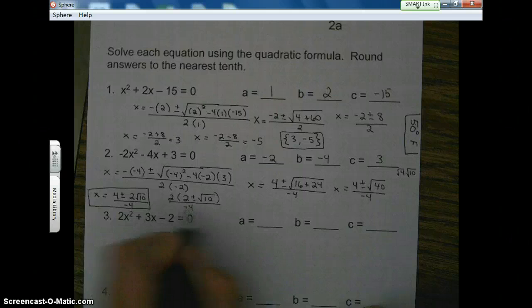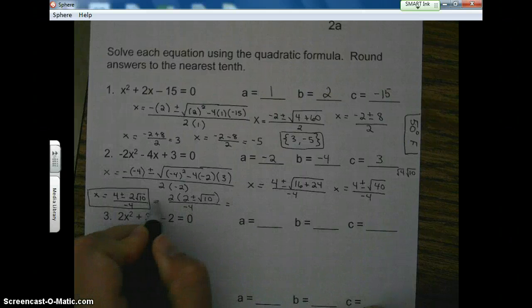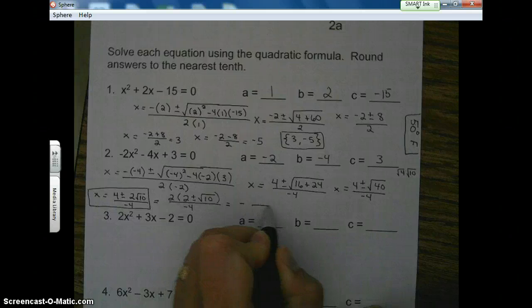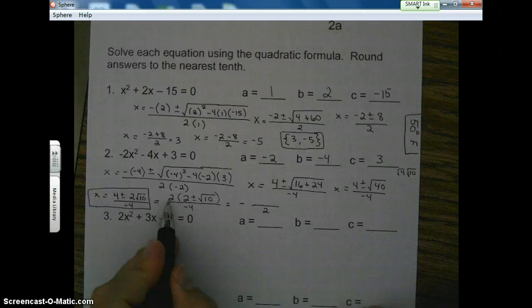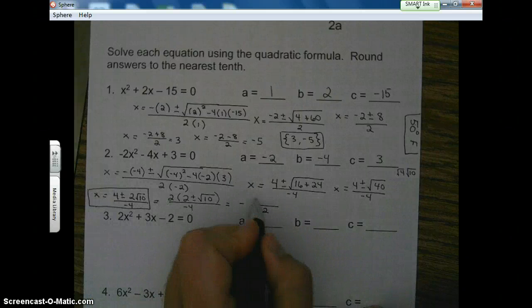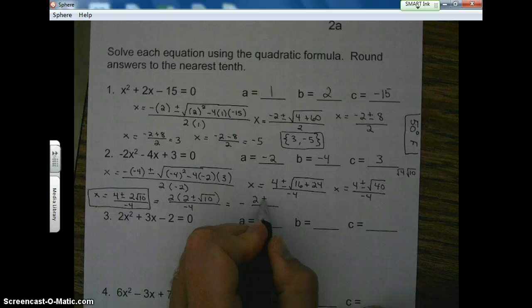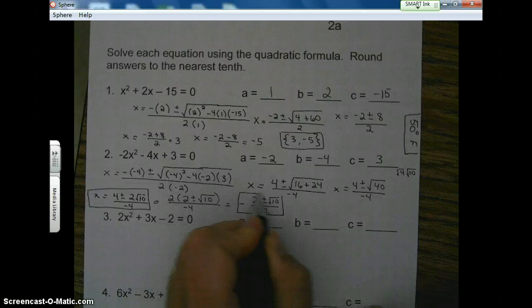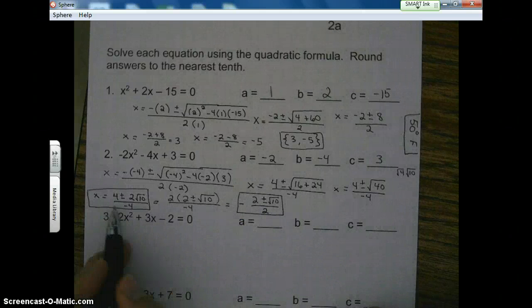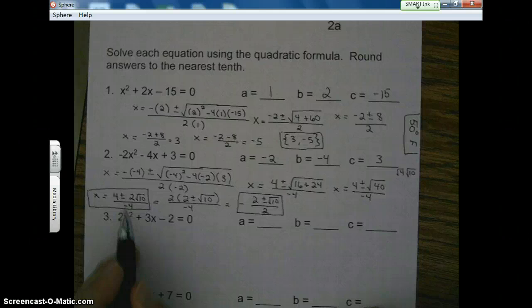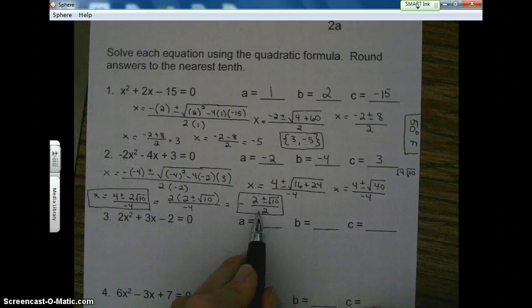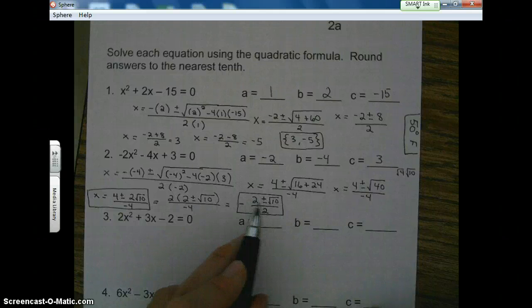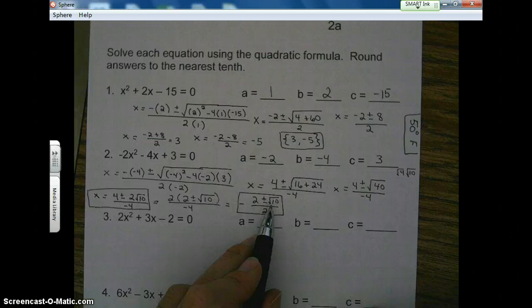I'm going to go ahead and move that negative out front. 2 over 4 reduces to 1 over 2, so 1 on the top, 2 on the bottom, times 2 plus or minus the square root of 10. Now that is the simplified version of that. And I want you to attempt to simplify, okay? That would be good for a pre-AP class, to be able to simplify their answers down.